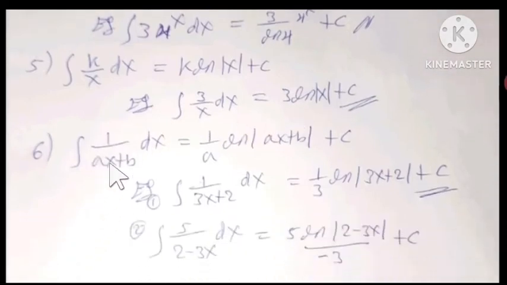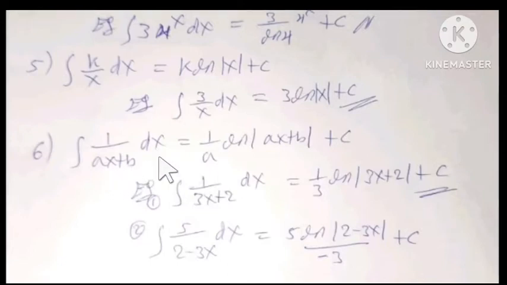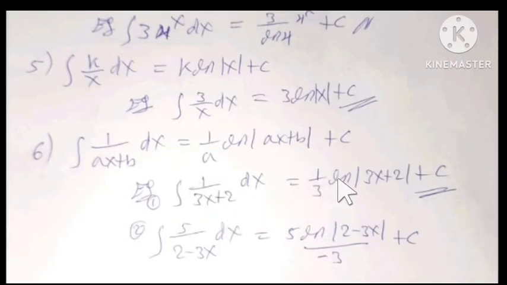Number 6: the integral of 1 over a linear equation dx. In this case, it is 1 over the coefficient of x times ln of, in absolute value, the given denominator, plus c. Example: the integral of 1 over 3x plus 2 dx means 1 over the coefficient of x, which is 3, so 1 over 3, times ln of the given linear equation, plus c.